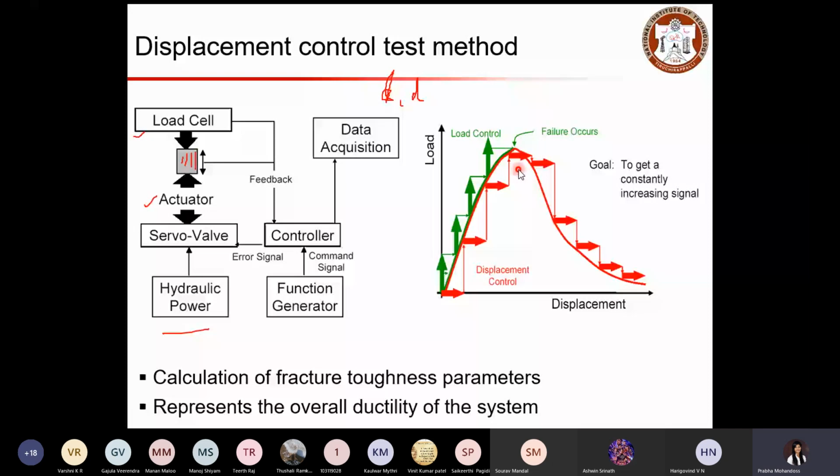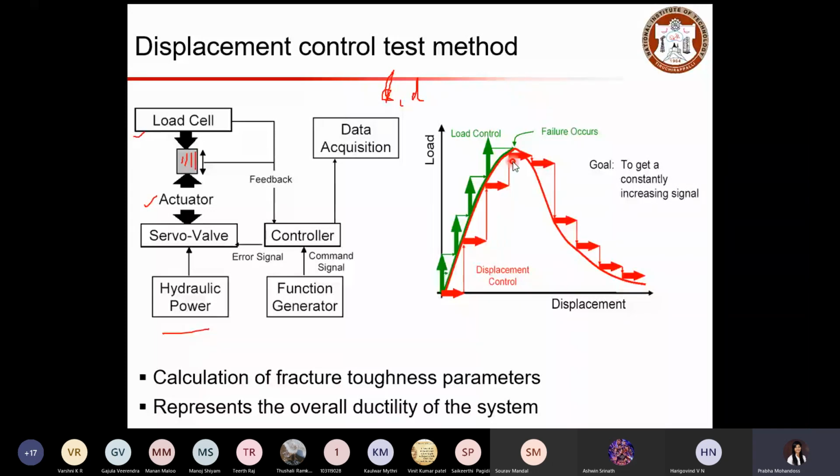So when you use the load control method, the test stops at this point itself, when the material reaches its peak. Whereas when you use the displacement control method, you are asking your specimen to deform, and then you are recording the load required to cause the deformation. Again, you increase the displacement, and the corresponding load will be recorded.